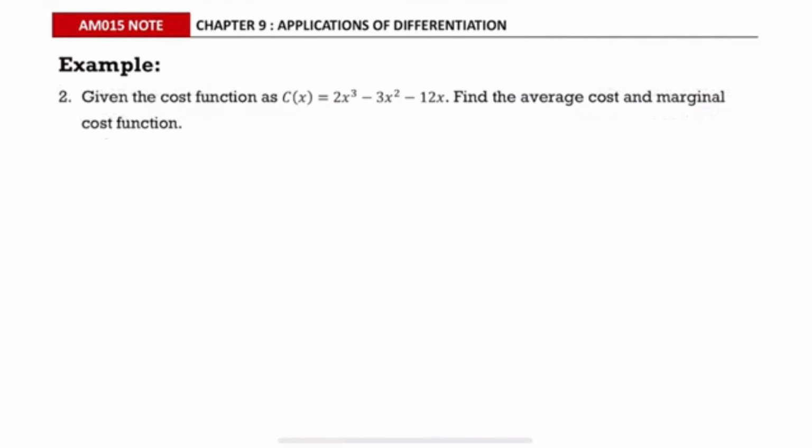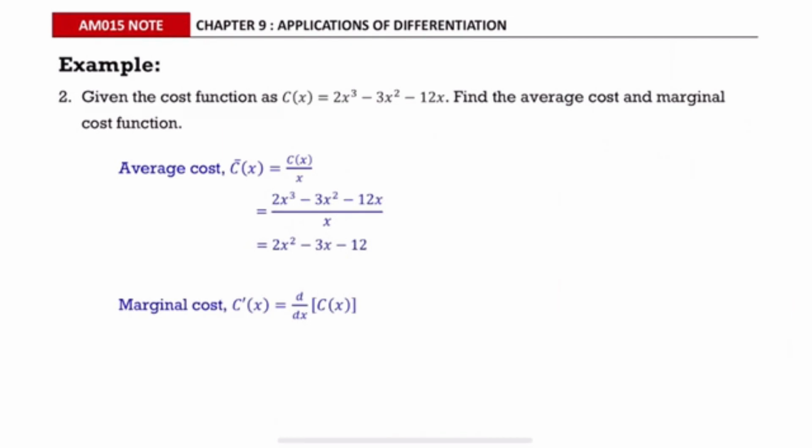In this example, we want to find the average cost and marginal cost function from the given cost function. Average cost function is equal to the cost function divided by x, so substitute the cost function and simplify. Marginal cost is equal to the differentiation of the cost function.